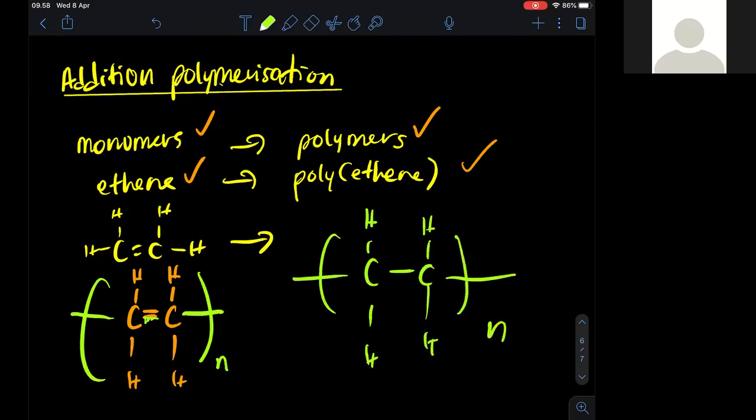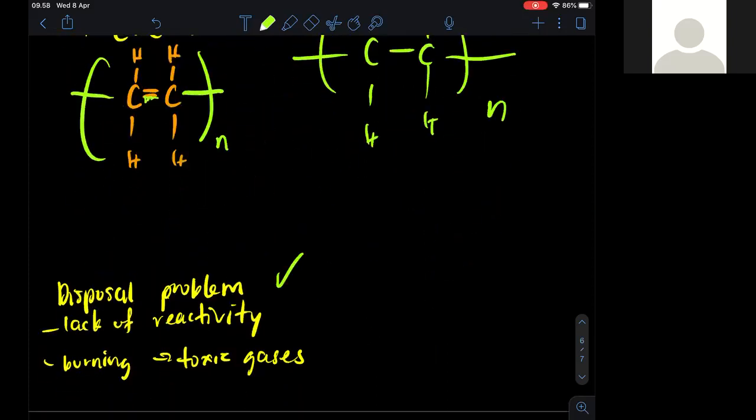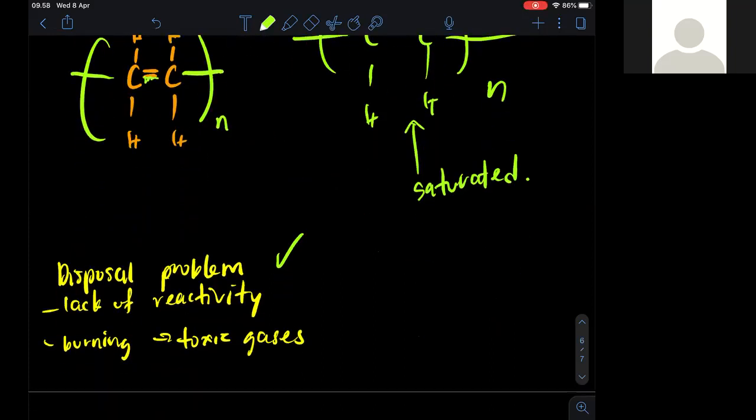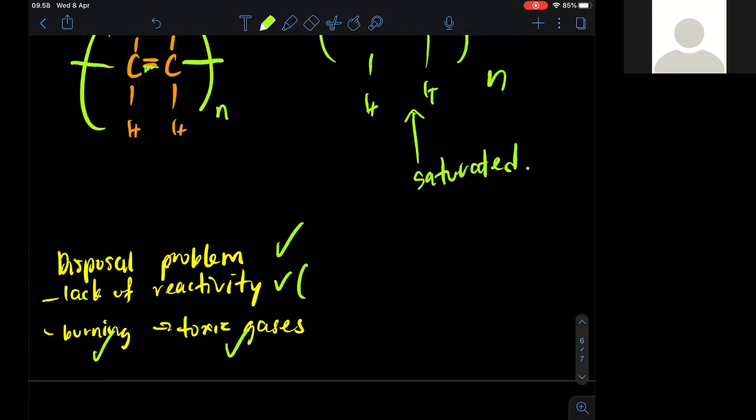This is polyethene. Now, the problem with polyethene: you can see over here there is an unsaturated bond, but here they are all saturated. The problem with addition polymers is that since they are saturated, they lack reactivity. It means they are resistant to chemical change, they are resistant to bacteria and so on. So it's difficult to dispose of them. The only option is to burn them. But when you burn them, it might give you toxic gases. So these are the things that you need to remember for this chapter.